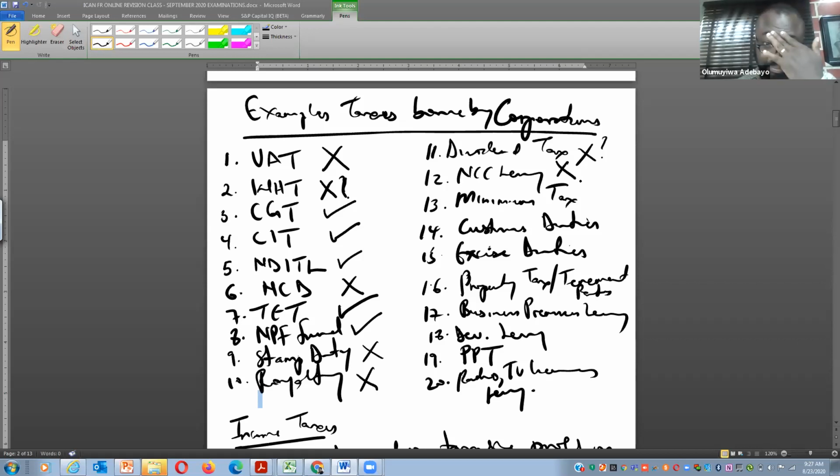Minimum tax is paid when you don't have sufficient taxable profits or where you have no taxable profits. Also, it's not an income tax, but I'll put a question mark. Later on, we'll discuss that. Custom duties are based on value of importation. It's not an income tax. Excise duty is based on value of output within the locality. It's not an income tax. Property tax is based on the value of an asset. It's not an income tax.